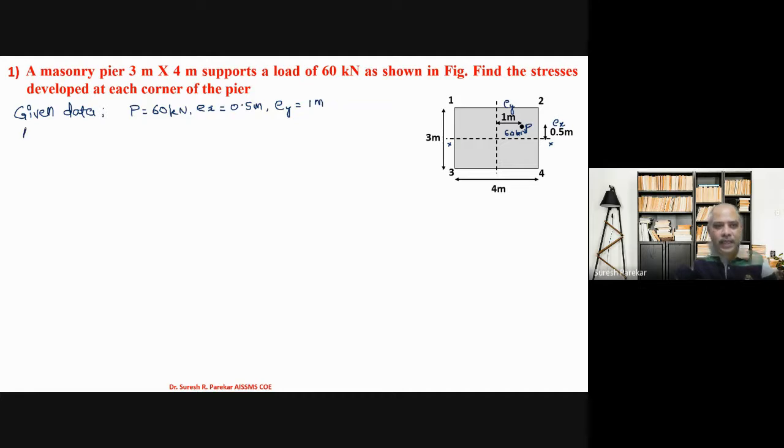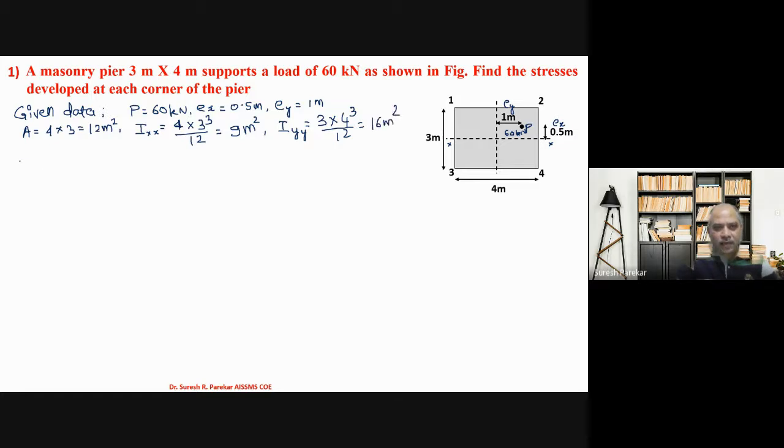Now we will find A, which will be equal to 4 into 3, which will be 12 meters square. Then we will calculate Ixx about XX axis. So we have 4 into 3 cube upon 12. It comes 9 meters to the fourth. Then we have Iyy, which will be equal to 3 into 4 cube by 12. It comes 16 meters to the fourth.